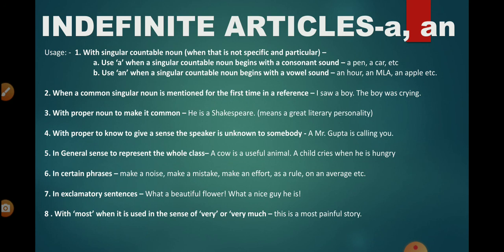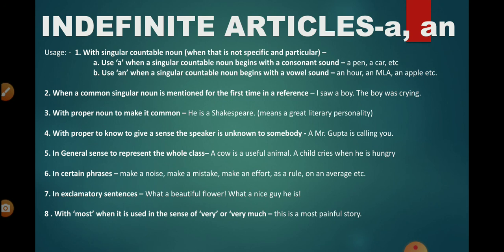In general sense, to represent the whole class, a cow is a useful animal. A child cries when he is hungry. Here we have used a before a common noun. It gives the sense of all the cows, all the children, rather than giving the sense of a particular cow or a particular child.